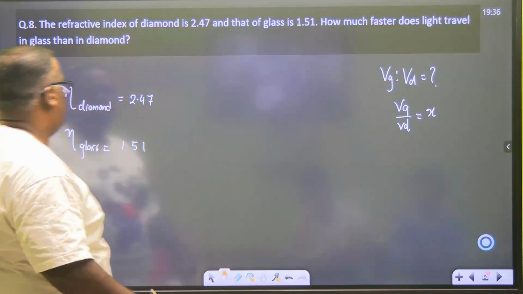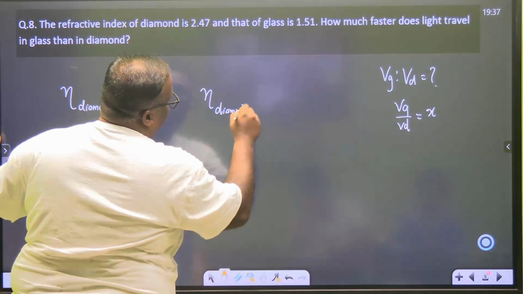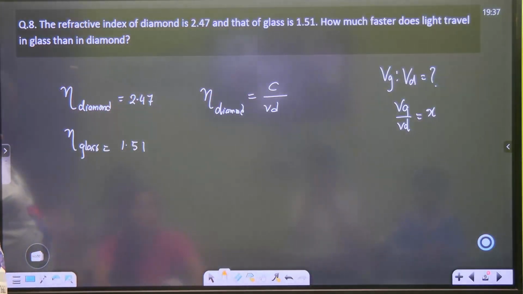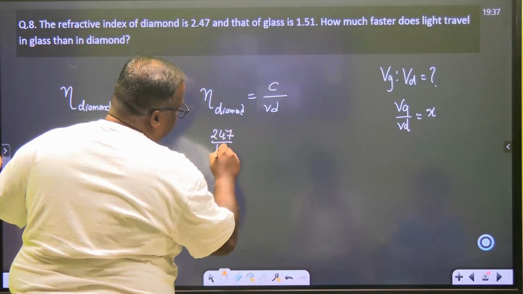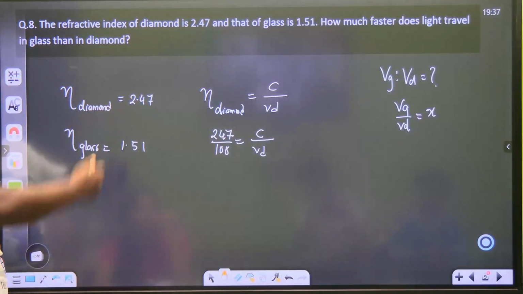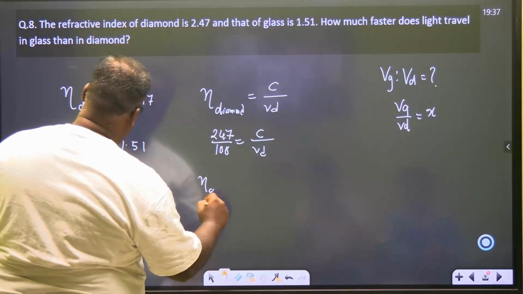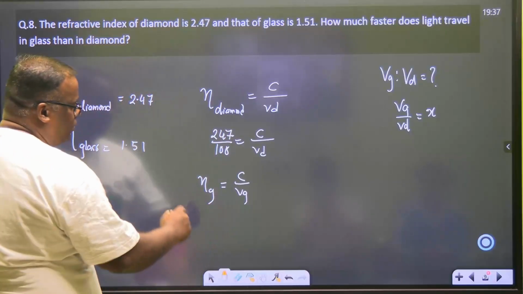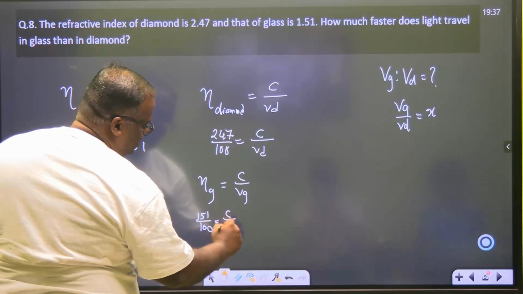Understood? Okay. So let's write eta diamond. Tell me, what is eta diamond? Eta diamond is C upon V diamond. Any issues? No issues. So eta diamond is 247 by 100, which is equal to C by Vd. 2.47 is 247 by 100. Clear? Similarly, what is eta glass? Eta glass is C by Vg. So in case of eta glass, can I write 151 by 100 is equal to C by Vg?